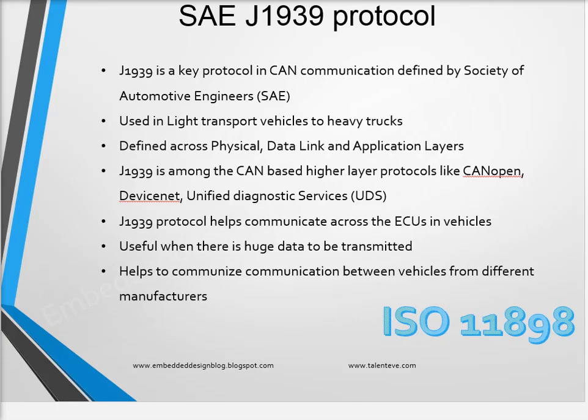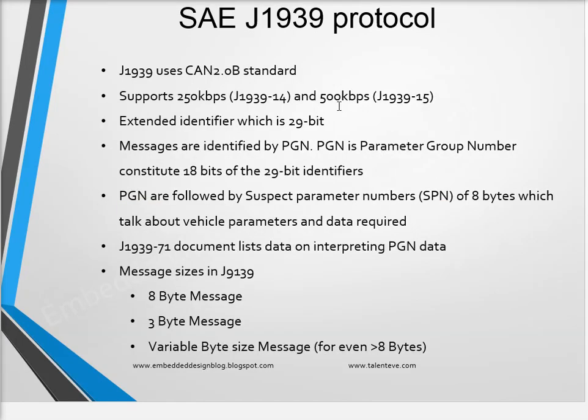So what are the major features of J1939 is that basically J1939 uses the CAN 2.0B standard. This we have talked in brief in the previous video. So there are two speeds over which J1939 gets transmitted the data. One is 250 kbps and another one is 500 kbps. These are the standard data rates for J1939.